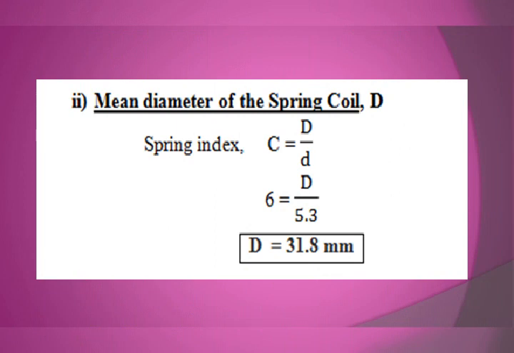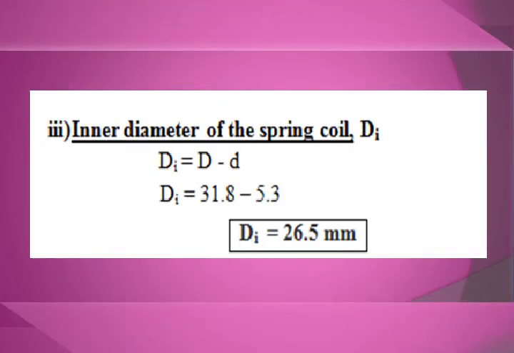After getting wire diameter d, that is 5.3 mm, now we must find the mean diameter of the spring coil D, by using spring index C is equal to capital D by d. So here we already got the value of small d, that is the wire diameter. So we are getting 6 is equal to capital D by 5.3. So capital D, that is the mean diameter of the spring coil, is equal to 31.8 mm.